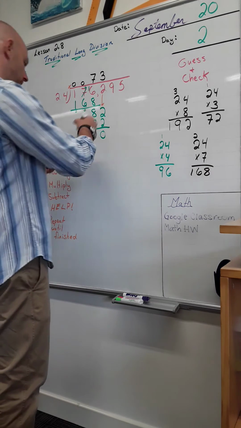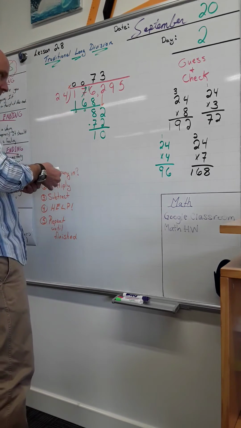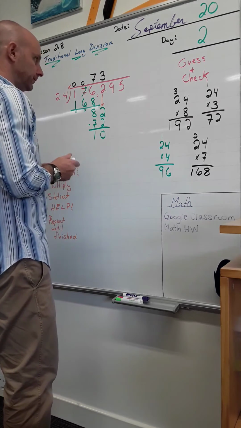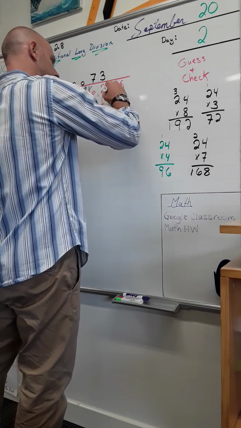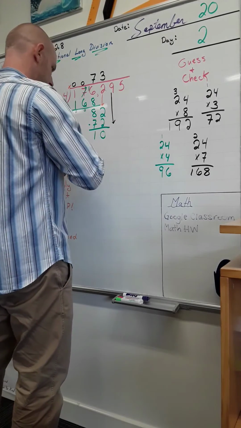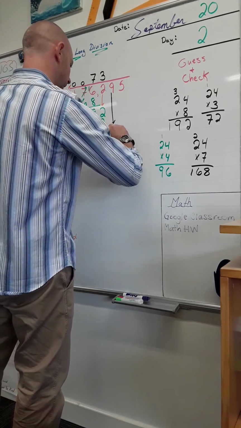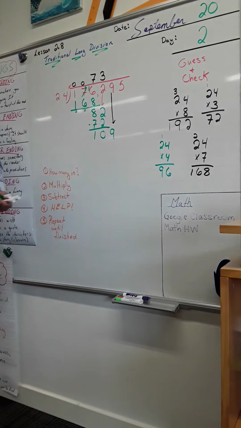I call extra numbers down for this help. So I'm going to call the 9 down now. And it goes straight down. It should be straight down. The next number in line. And you should end up with 109 down here. So there's my 109. And I'm back to step 1.